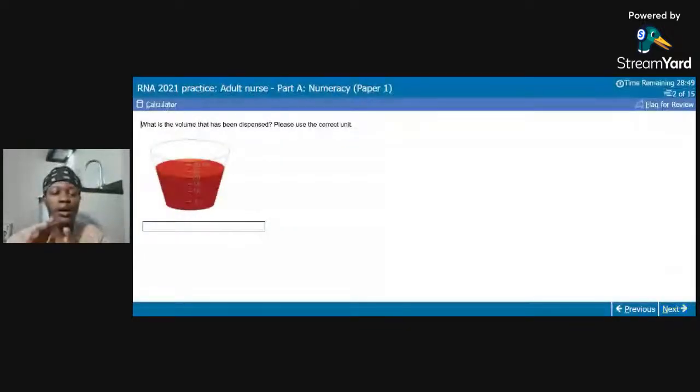So we are going to apply a similar method to this question. It says, what is the volume that has been dispensed? Please use the correct unit. This one is already standing on its own, which is 20 ml. So we're just gonna go ahead and put 20 ml. See how I put that in? That's how it's supposed to be. Then next.